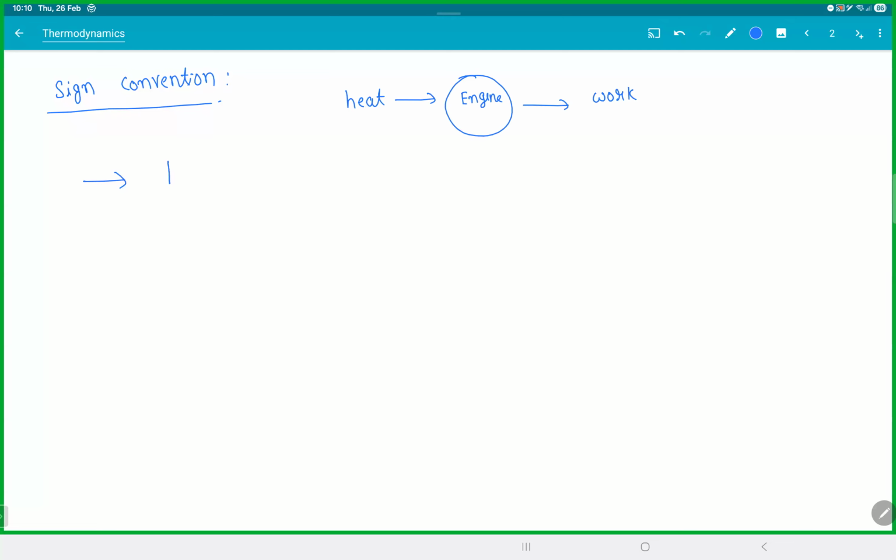So if heat is given to the system, you want to give heat to the engine, that is positive. If you give heat to the system, we take it as positive heat. If heat is rejected by the system, so if the system gives you heat, you don't want the engine to give you heat. Heat rejected by the system is negative. So think about the heat engine, and that will keep your convention easy.